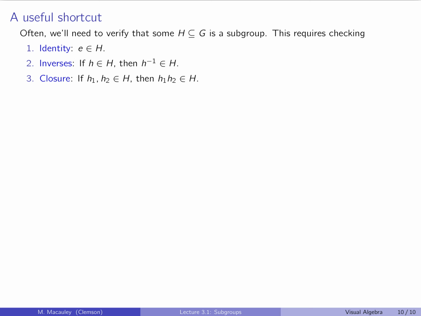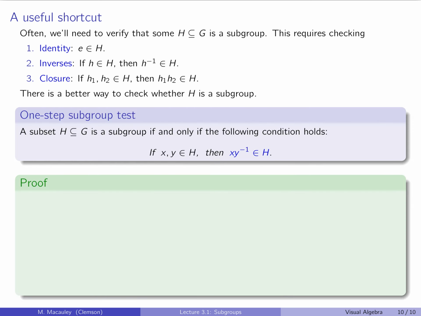Let's finish with a useful shortcut that we'll use throughout this course. Often, we'll need to verify that some subset of a group is actually a subgroup. As we know so far, this requires checking 3 properties: that it contains the identity, for any element in H its inverse is in H, and for any 2 elements in H, their product is in H. We don't need to check associativity because that is inherited from the group.